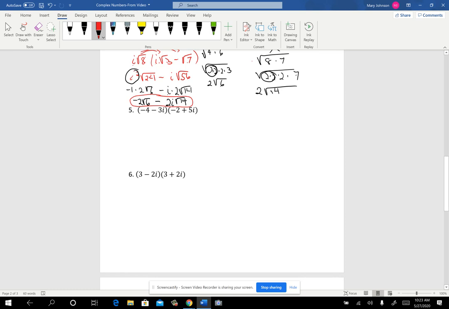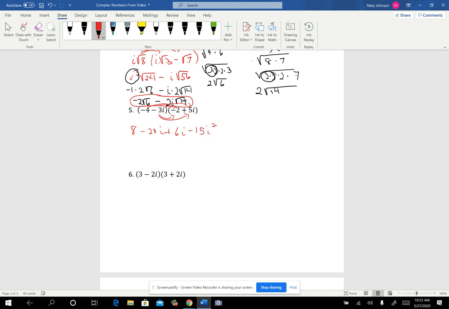These, though, are binomial times a binomial. So some of you learned to do that using something called FOIL. And so you did -4 to both, and then you did the -3i to both. So -4 times -2, -4 times +5i, -3i times -2, and then -3i times +5i.